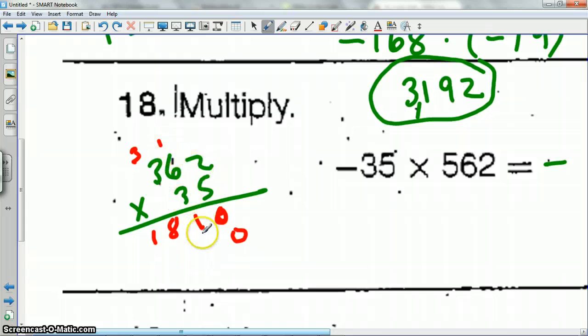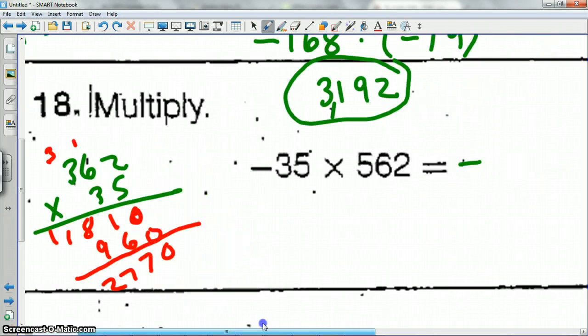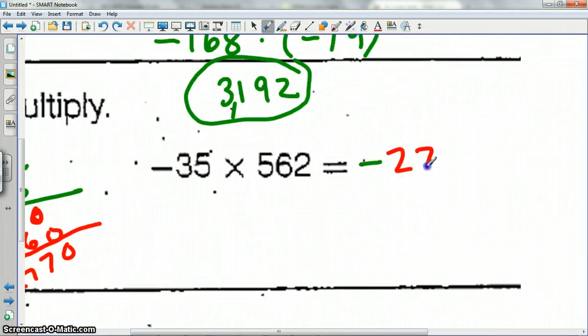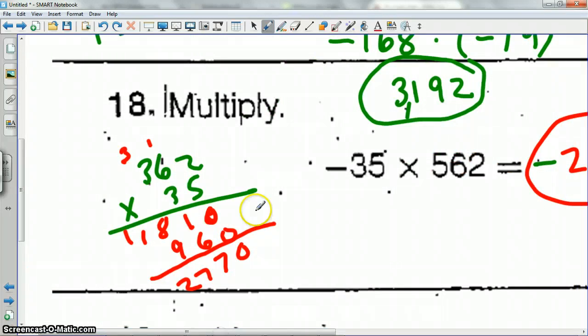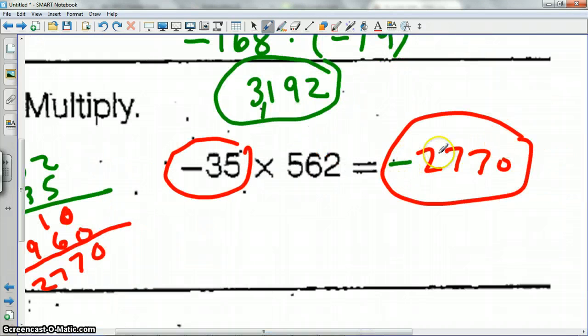3 times 2 is 6. 3 times 3 is 9. I have a 0, a 7, a 17, and a 2. So it'd be negative. And just a quick word of caution, sometimes you do all this work and then you forget the most important part, which is this negative sign. Since they're different, it's negative. Go ahead and get that negative first, then multiply so you don't forget to do that.